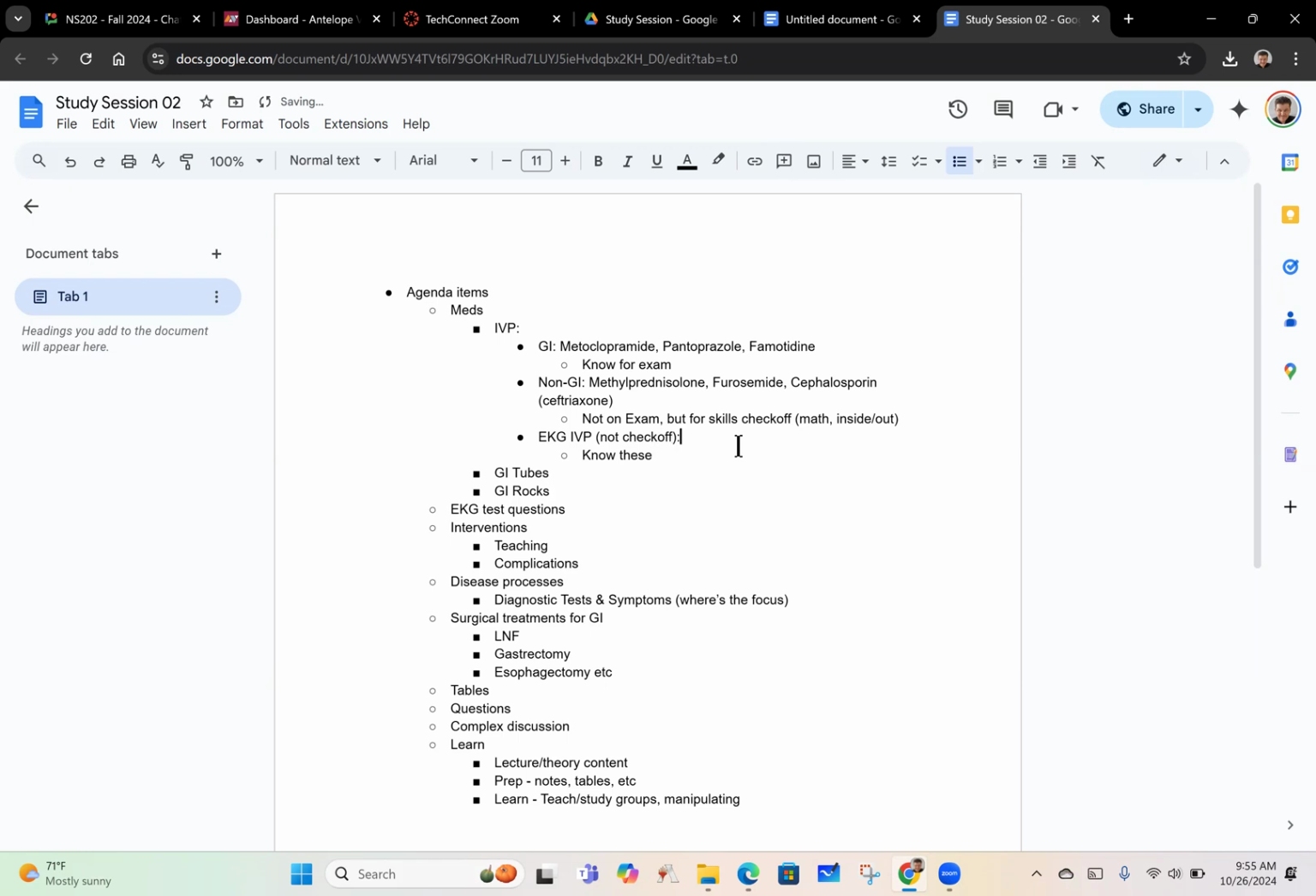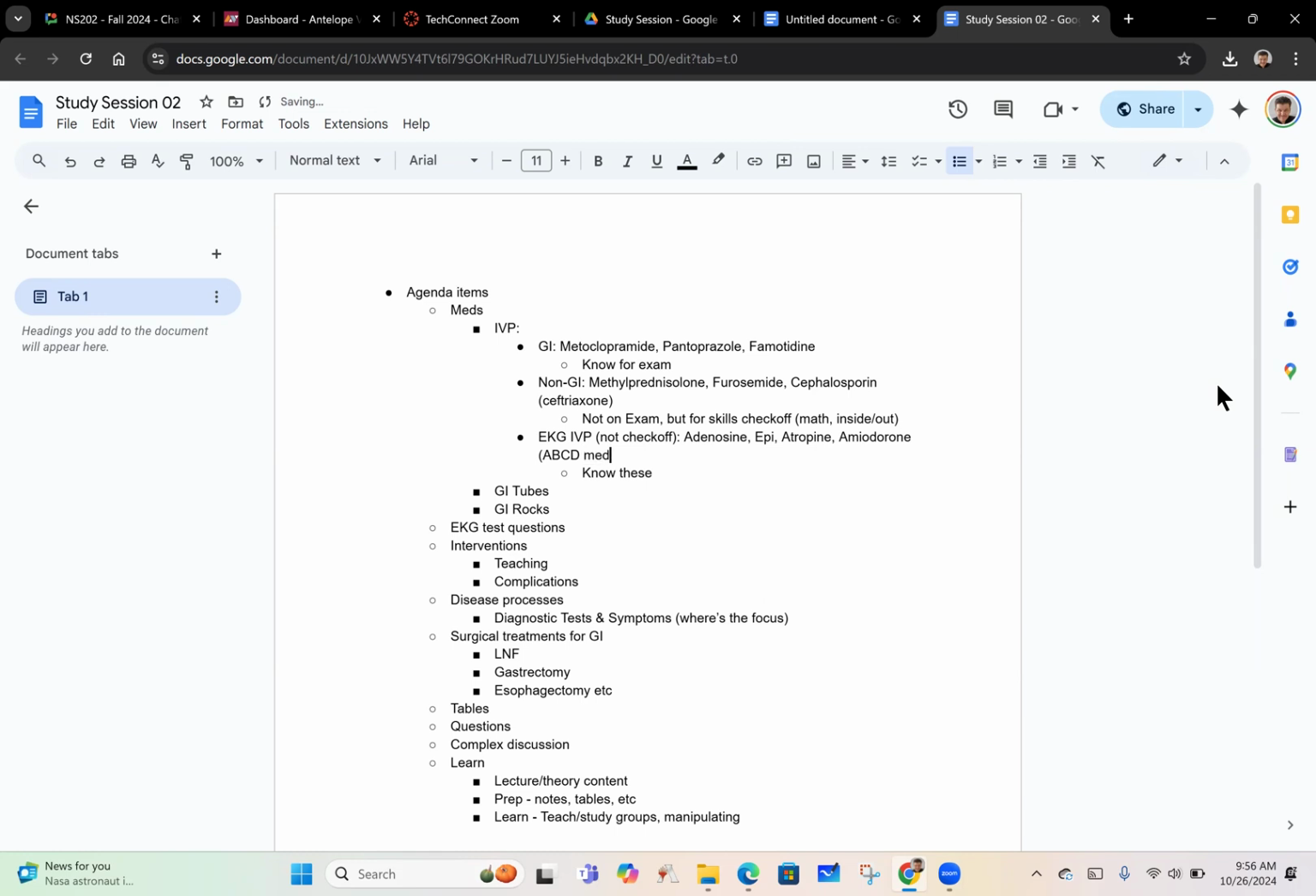And what are some IV push EKG meds? Good. So adenosine, 6-second half-life. What else? Good. Atropine. Amiodarone is IV push and then it's a drip. It depends where it can be. So we just put ABCD meds. But adenosine, epi, and atropine, those are your usual ones you give IV push pretty commonly.